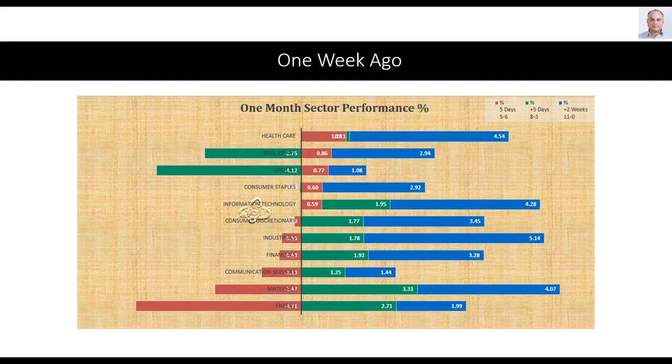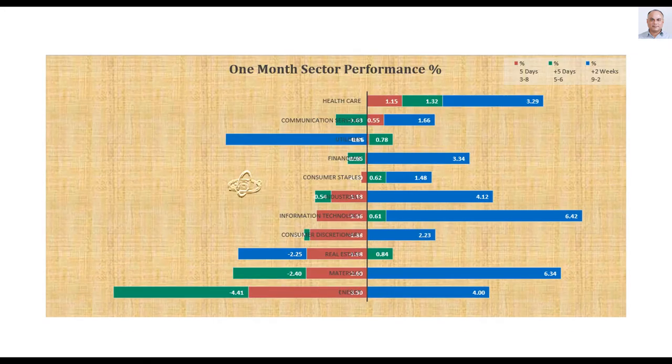And how is the sector picture this week? This week it weakened further. This week only 3 sectors are up and 8 are down. Again, you can see the transition clearly. In the blue period, 2 weeks period, 9 were up, 2 were down. After that, 1 week ago, 5 were up, 6 were down. And this week, only 3 are up, 8 are down. Gradually, the sectors are weakening.